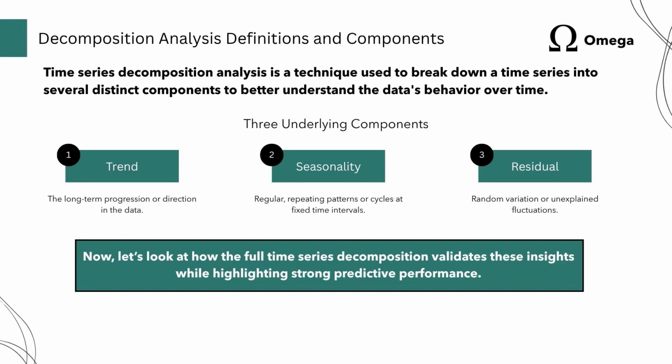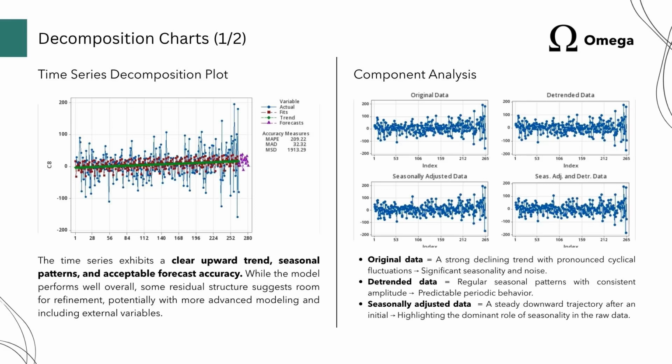And the last one is residual, random variation or unexplained fluctuations. And now let's take a look at how the full time series decomposition validates these insights while highlighting strong predictive performance. As we can see, there are two charts in this slide. The time series really exhibits a clear upward trend in the time series decomposition plot.